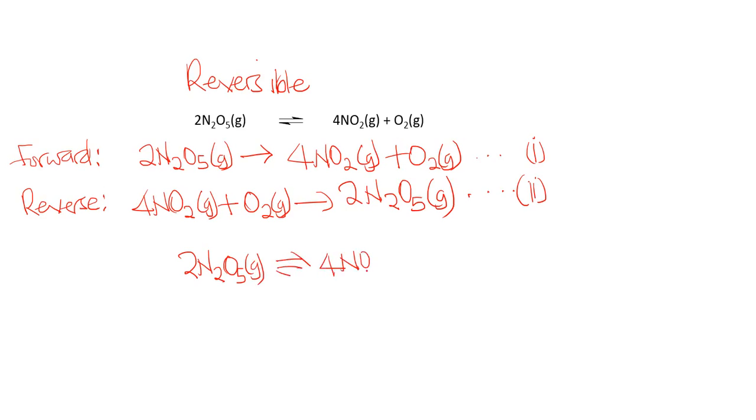So normally when you have an equilibrium reaction, you'll be given a double arrow. So that will indicate that this reaction is reversible, and the double arrow of equal length will tell you that this reaction is at equilibrium.